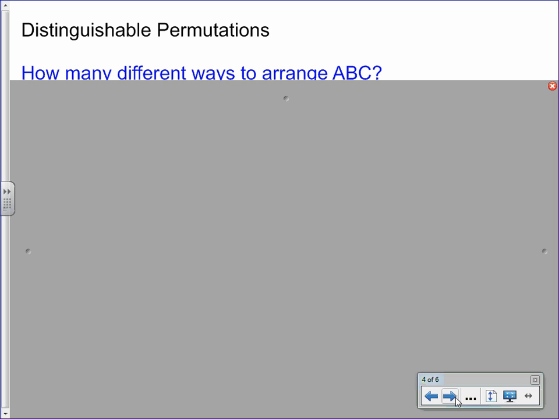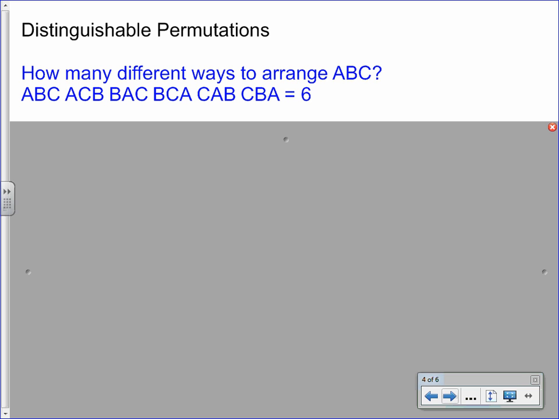I want you to tell me how many different ways there are to arrange ABC. There are 6. ABC, ACB, BAC, BCA, CAB, CBA. Okay? How could you come up with 6 numerically instead of writing them out to count? Okay, there's 3 letters that we're putting in 3 places, right? 3 times 2 times 1, right?